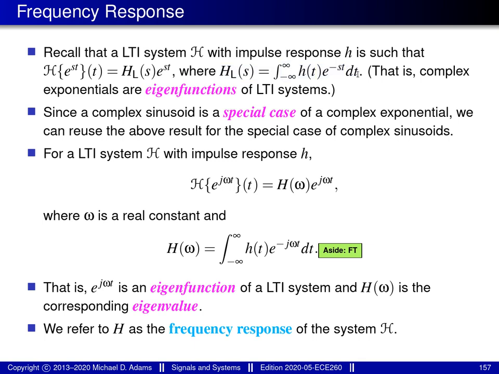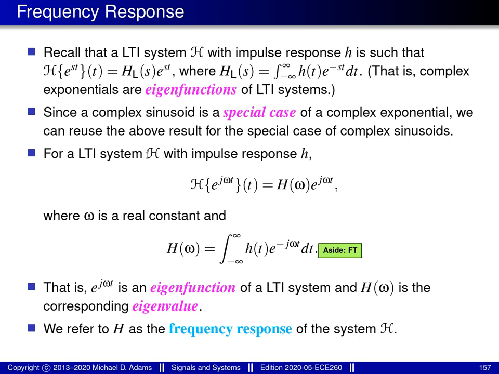Now, since complex exponential functions include complex sinusoidal functions as a special case, this particular result carries over to the case of complex sinusoidal functions. In other words, we can take this highlighted relationship and substitute j omega for s. In other words, consider the special case of complex sinusoids, and this gives us the pair of equations that's shown here. So in some sense, these equations are nothing new. We're just considering the special case of complex sinusoids rather than the more general case of complex exponential functions.